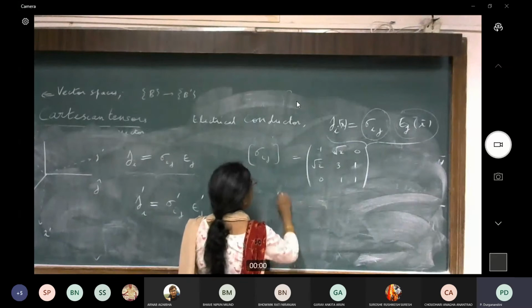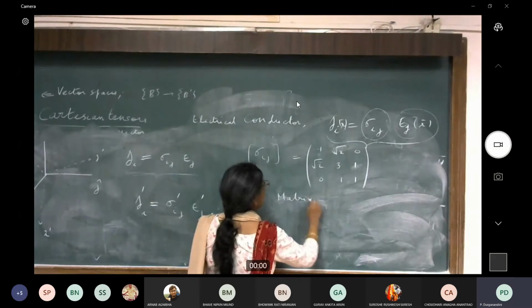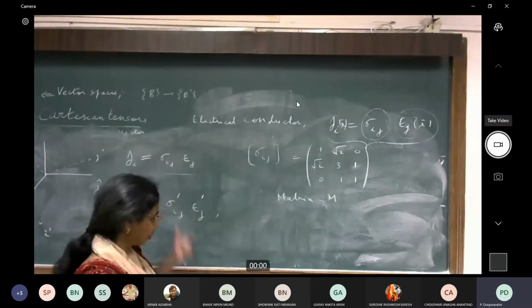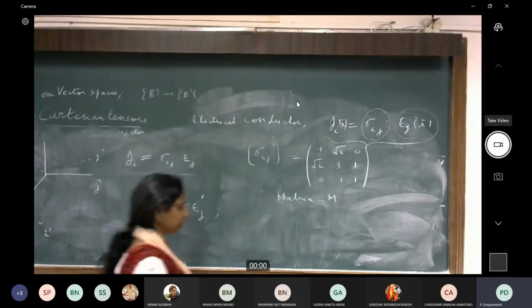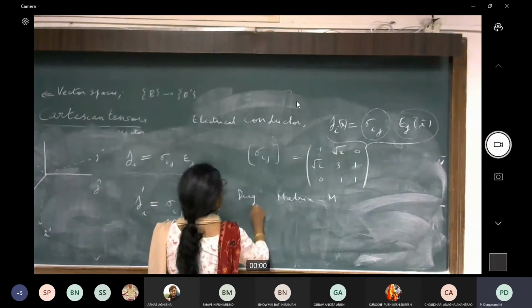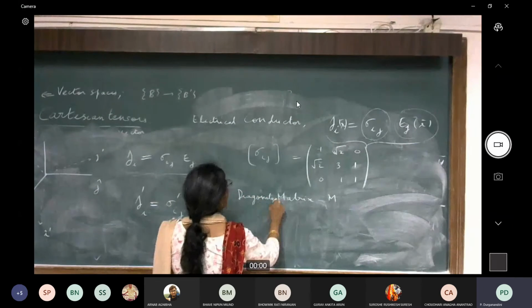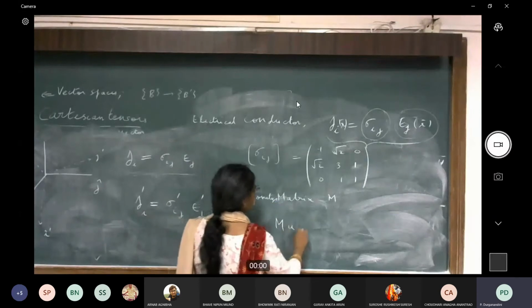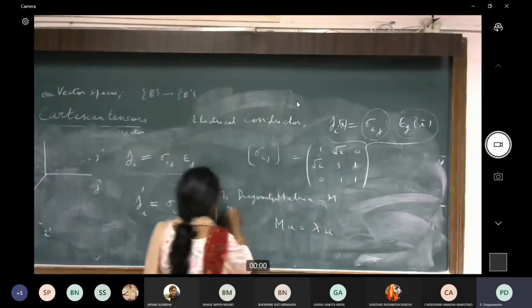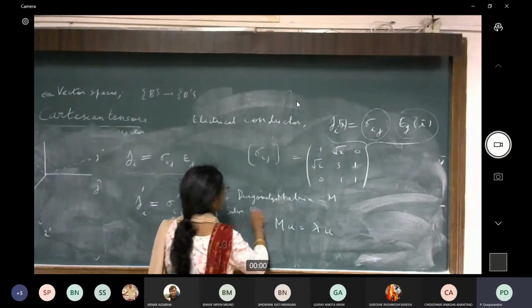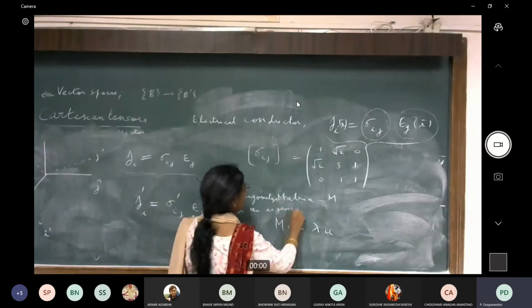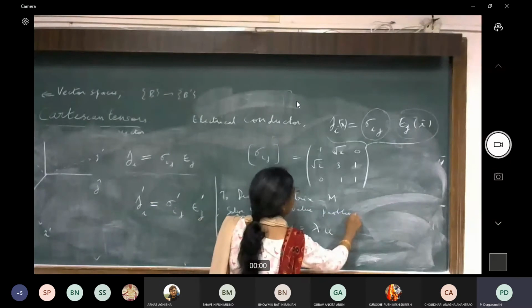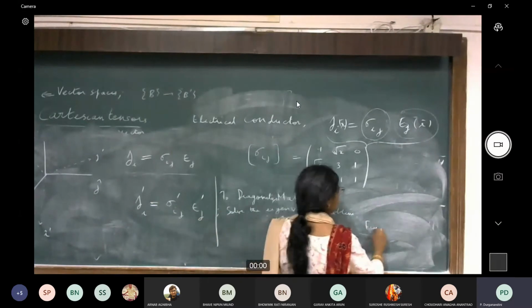So given a matrix M, suppose you have a matrix M and I want to diagonalize. What you said is correct. I want to do the similarity transformation, but to find the similarity transformation, what you do is solve the corresponding eigenvalue problem. That means what you have to do? Find the eigenvalues, lambdas.